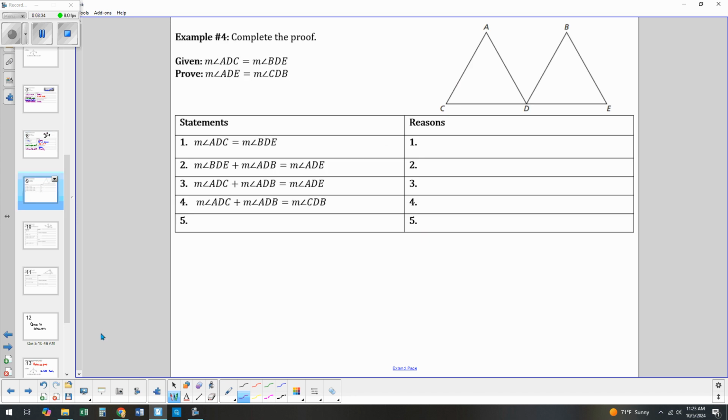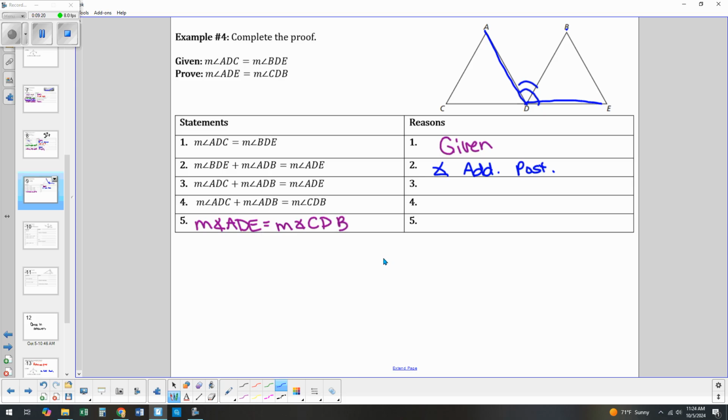Another example for us to do together. We're given that the measure of angle ADC is equal to the measure of angle BDE. And we know the last step is supposed to be the measure of angle ADE equals the measure of angle CDB. So step 2 did not come from step 1 because I didn't add something to both sides. If I look at my picture, BDE is this angle here, plus ADB is this angle here, is adding up to ADE. So we're saying these 2 smaller angles add up to this whole one. That is the angle addition postulate.